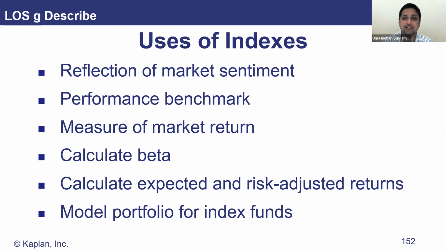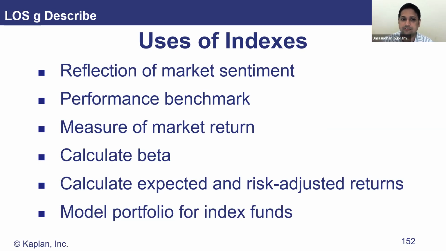If you think about going back to your CAPM formula, you have the risk-free return plus the market rate of return minus the risk-free return, times the beta. In that, the market rate of return can be this index return, right? To calculate the beta, we use indices. Calculate expected and risk-adjusted returns. Model portfolio for index funds: if you have index funds, with various indices for different funds, you can create a model portfolio for benchmarking purposes. How would you benchmark the performance of your index funds against an index? So you can use indices for that.